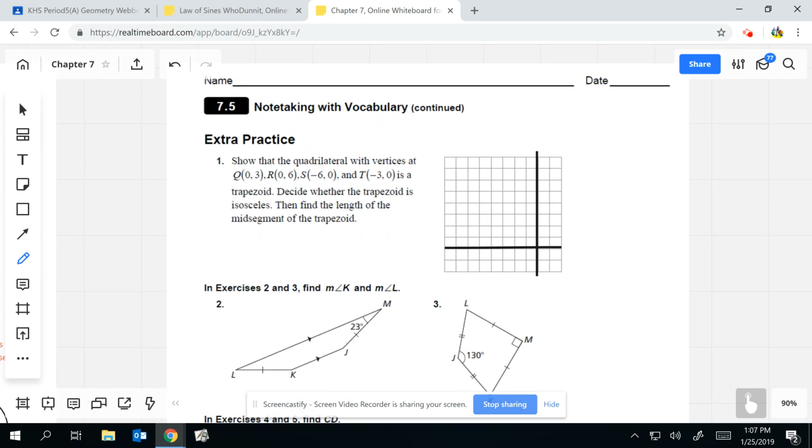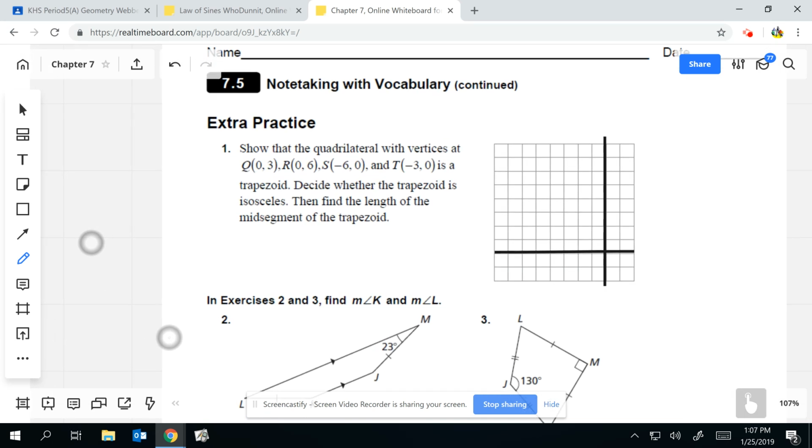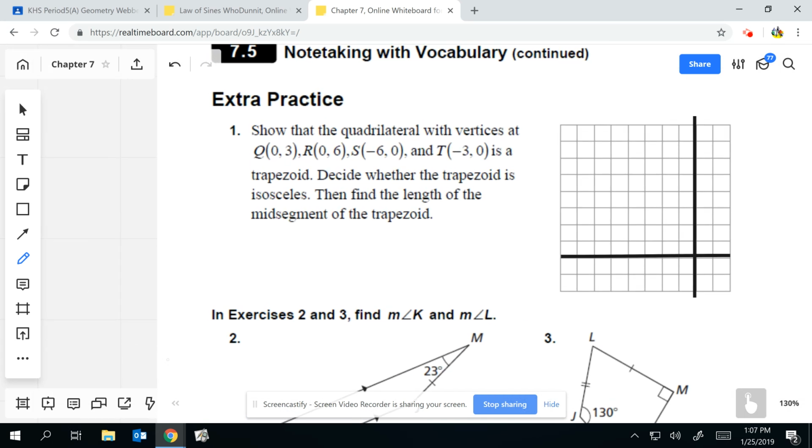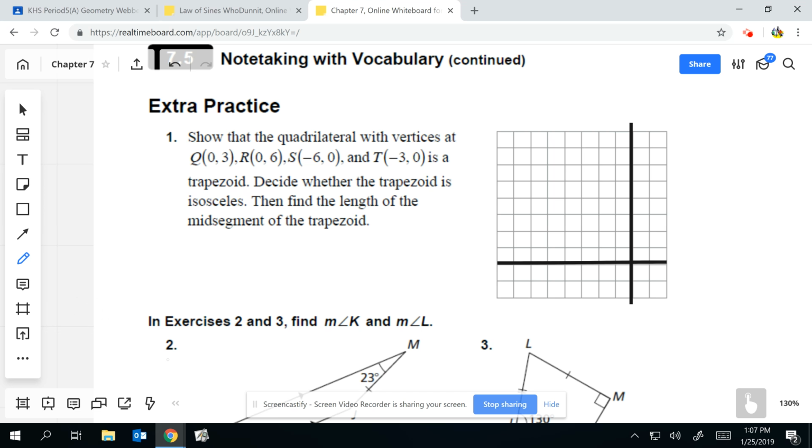Okay, so show that the quadrilateral with vertices at these 4 points is a trapezoid. We want to make sure there's one pair of parallel sides. That's what makes it a trapezoid. So you can make a dot at (0, 3), and (0, 6), and (-6, 0), and (-3, 0).